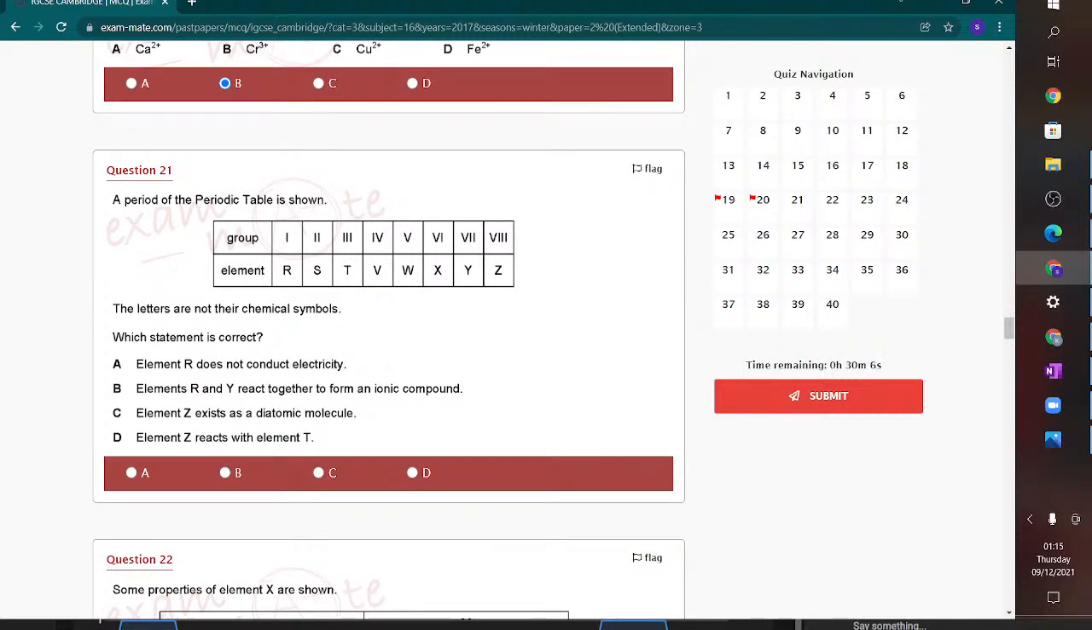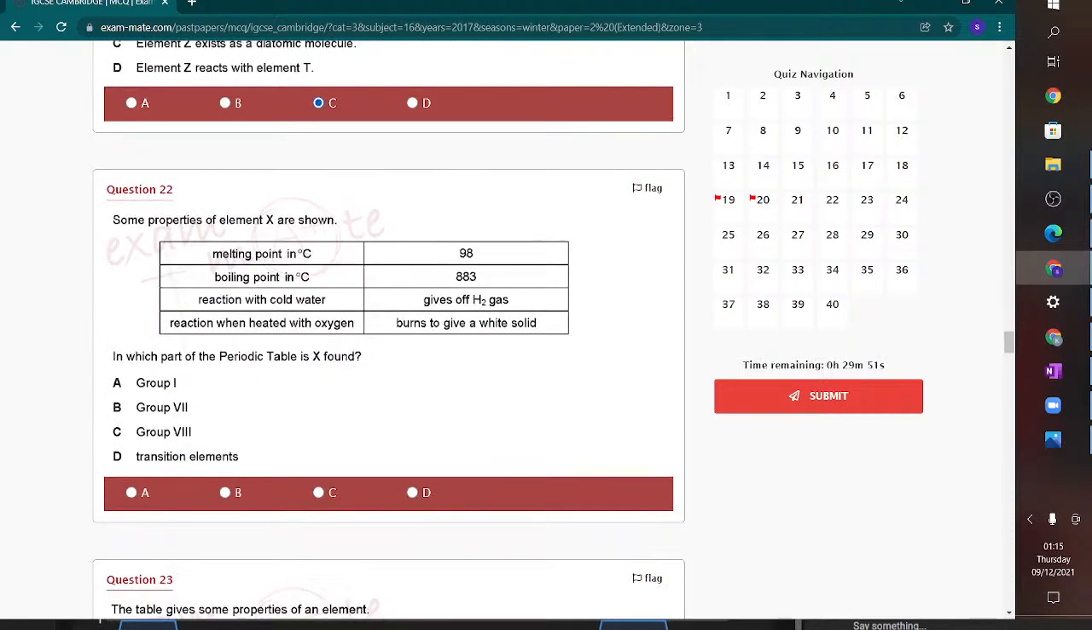The letters are not the chemical symbols. Which statement is correct? Element R does not conduct electricity. Element R and Y react to form an ionic compound. Element Z exists as di... That's completely wrong. Noble gas is monoatomic in nature.